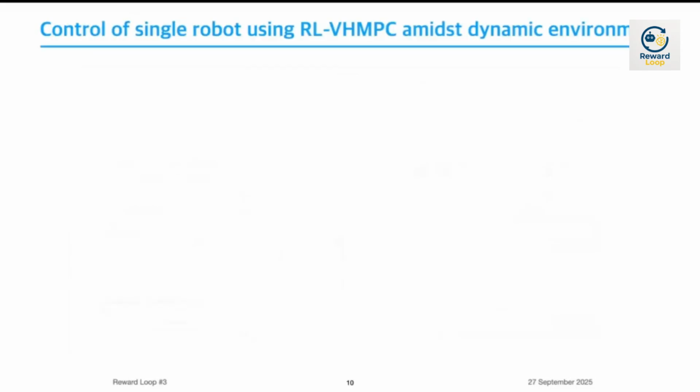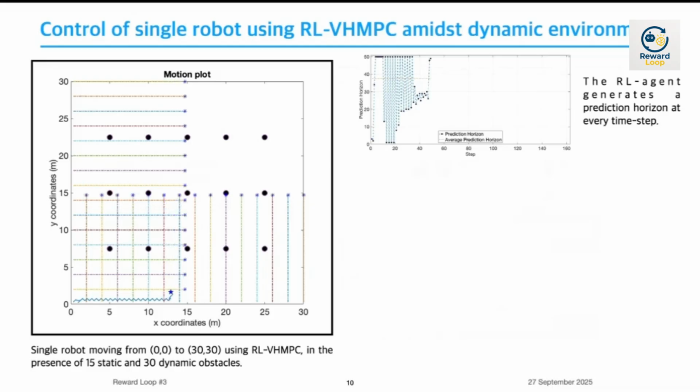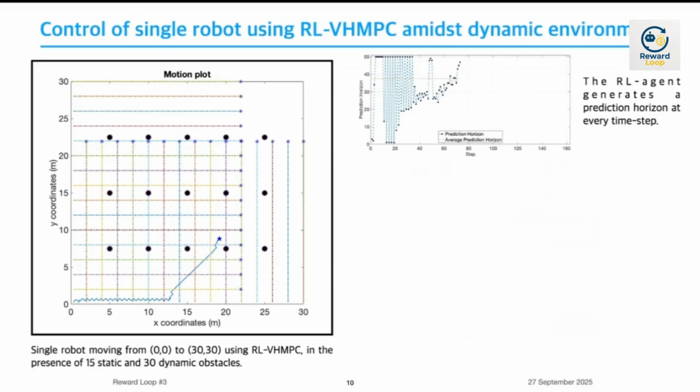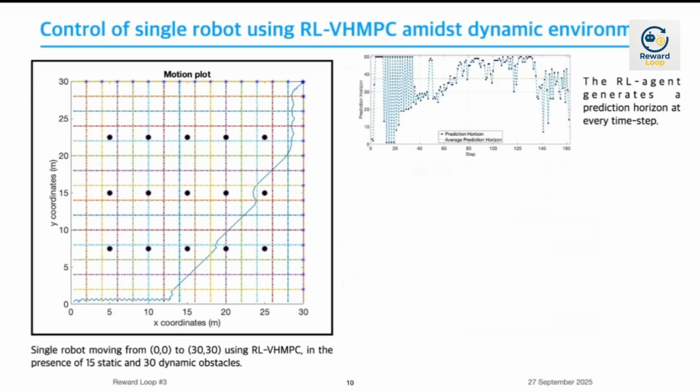So here I would now discuss the results of this particular framework. Initially, I would start with the ablation study of a single robot moving in the presence of 15 static and 30 dynamic obstacles. The dashed lines are dynamic obstacles, the black discs are static obstacles, and you see a single robot moving from (0, 0) to (30, 30). On the right hand side, you see the prediction horizon propagation. The prediction horizon value varies between 0 and 50. I've kept a maximum cap of N_max equal to 50.